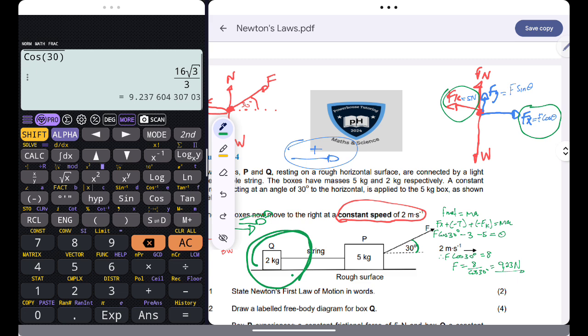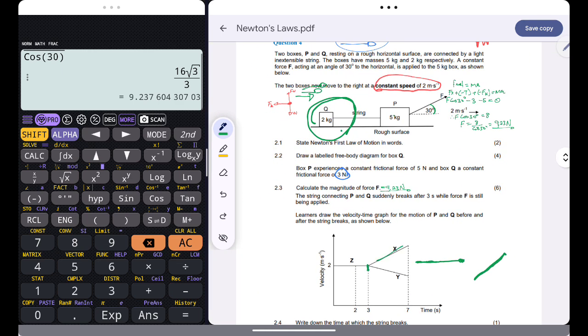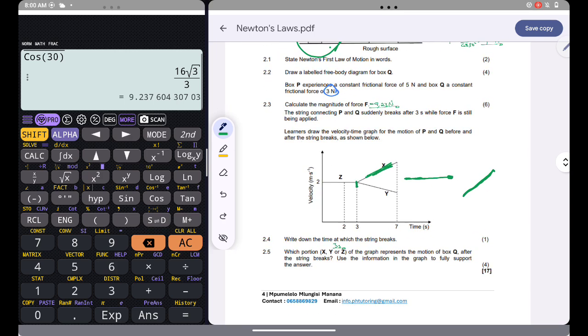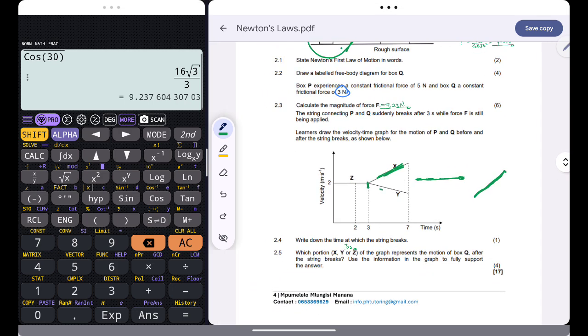Because initially when body P was joined with body Q, there was no acceleration. They were moving at constant velocity. But whenever we remove the tension, we will only have the applied force and the frictional force. And this force is greater than that one. Are we together? So now forces are no longer balanced. Hence, we will see an acceleration for body P. Hence this portion here, the portion X, is the one that will represent body P, and this one is the one that will represent body Q.